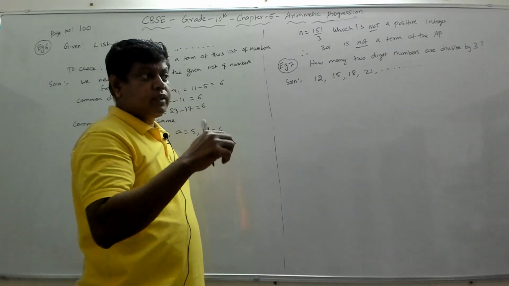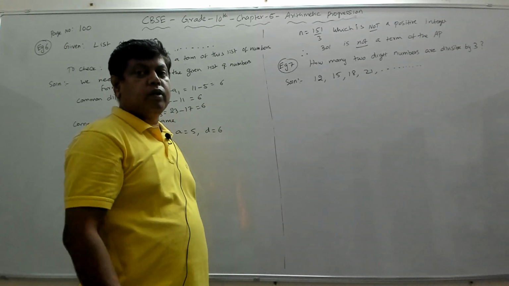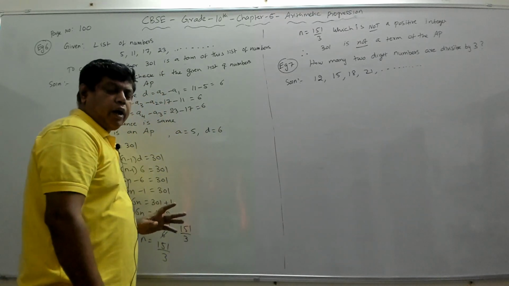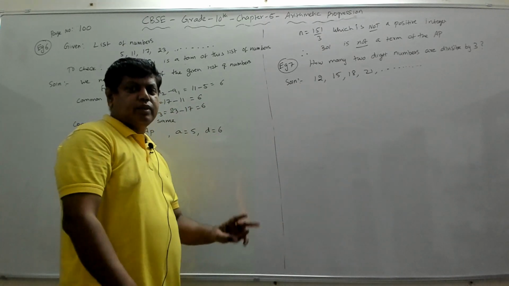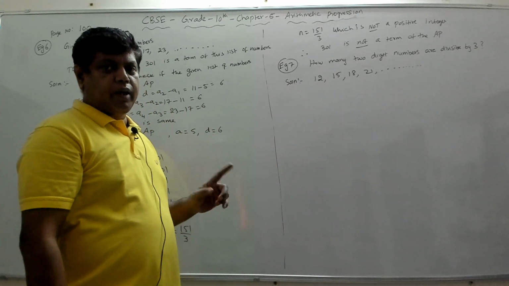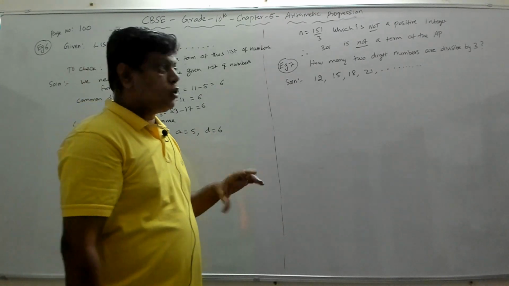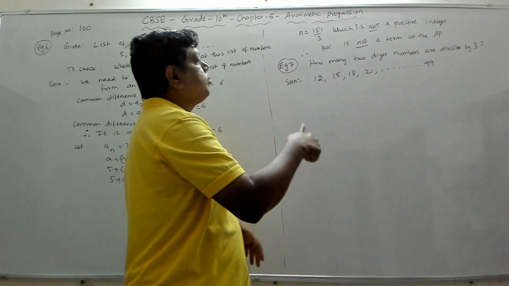Now, before finding the last two-digit number divisible by 3, let's find what the last two-digit number is. Which is the last two-digit number in mathematics? 99. The greatest two-digit number is 99. Right? Then is 99 divisible by 3? Yes. So that is the last two-digit number divisible by 3.